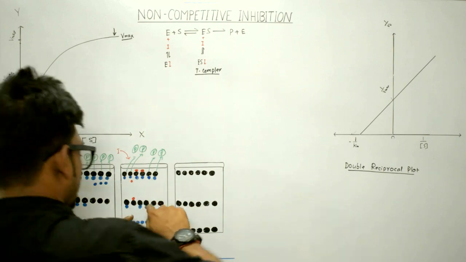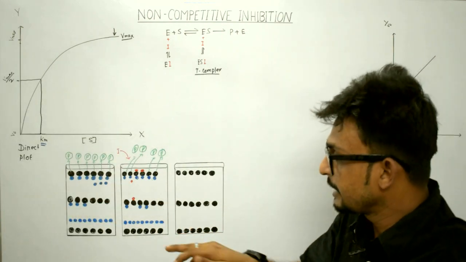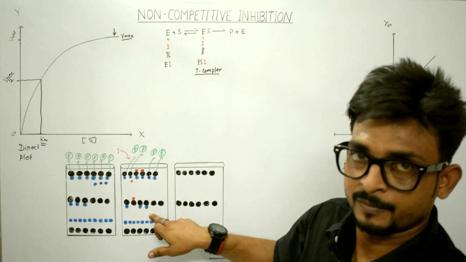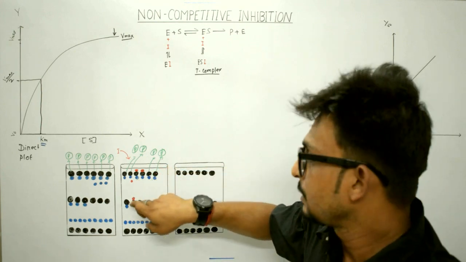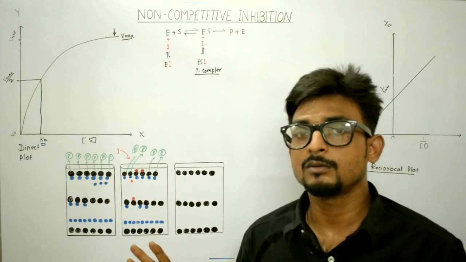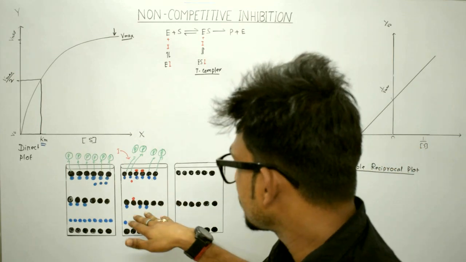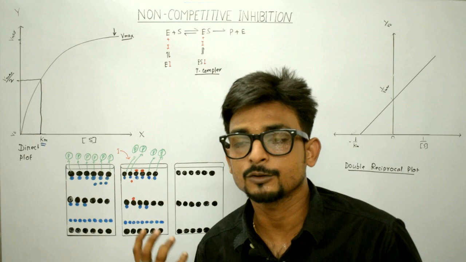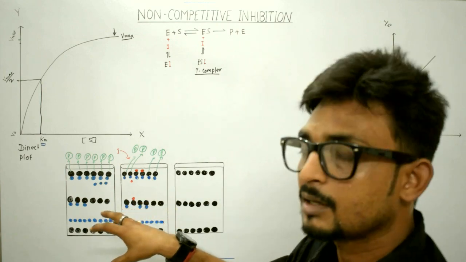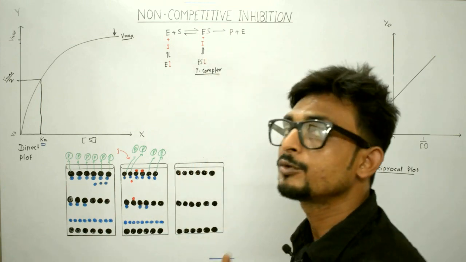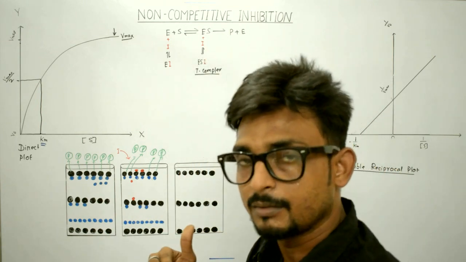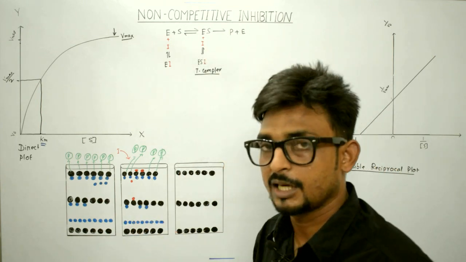So here first I'm telling about this stage. Though the inhibitor is bound with the enzyme, 1 to 3 enzymes are bound with the substrate. So here there are no changes in the Km. So 3 substrates are actually making the reaction reach half of its maximum velocity. So here no Km is changed.